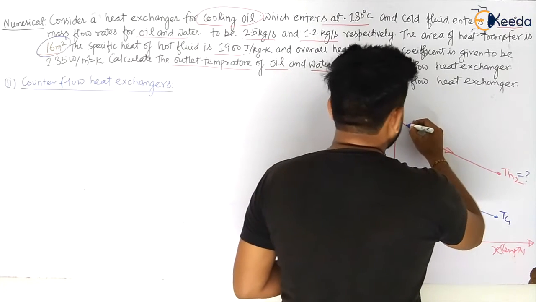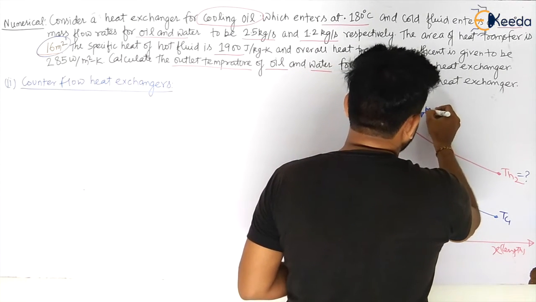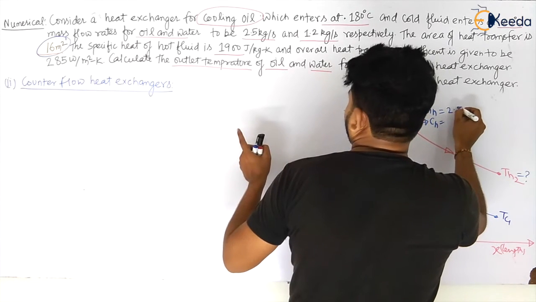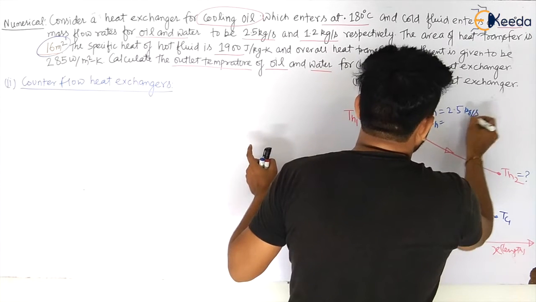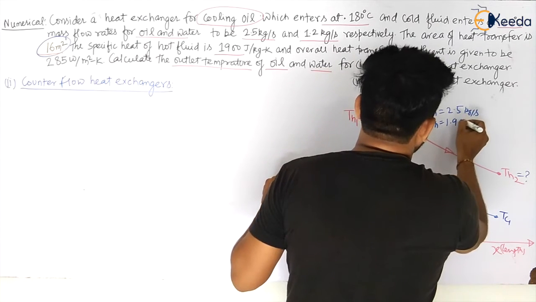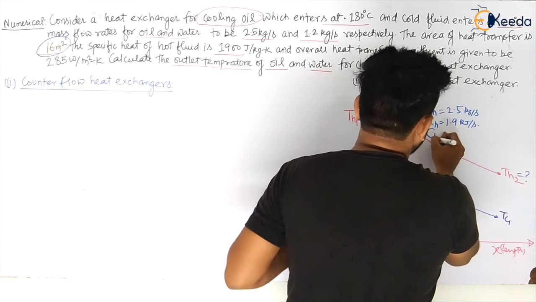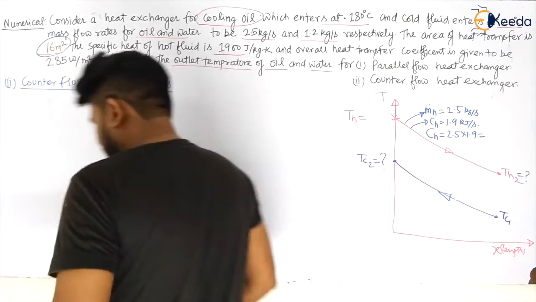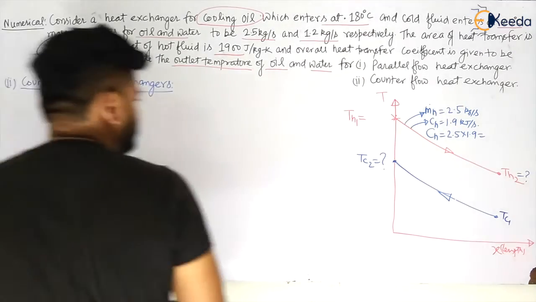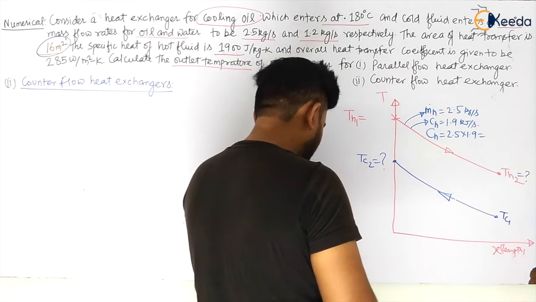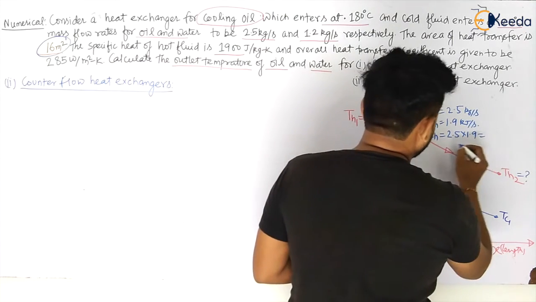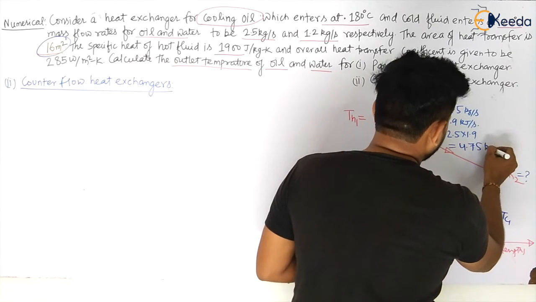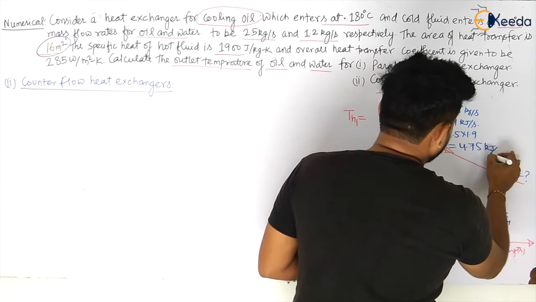We know the specific heat capacity for this mass flow rate. We know that mH is 2.5 kg per second, and CH is given to be 1.9 kilojoule per kg Kelvin, my dear students. We can easily calculate CH here, that is 2.5 multiplied by 1.9, which is 4.75. This will be in kilojoule per second Kelvin.